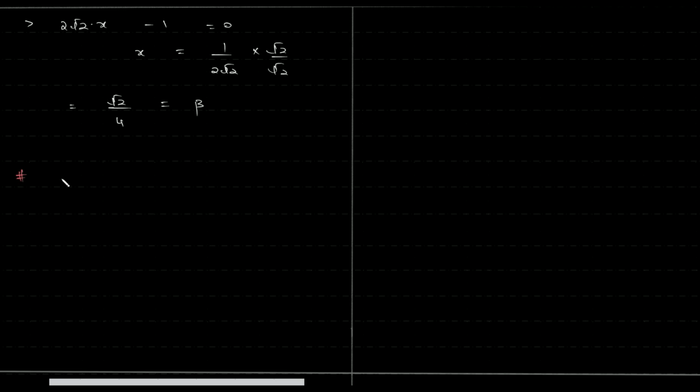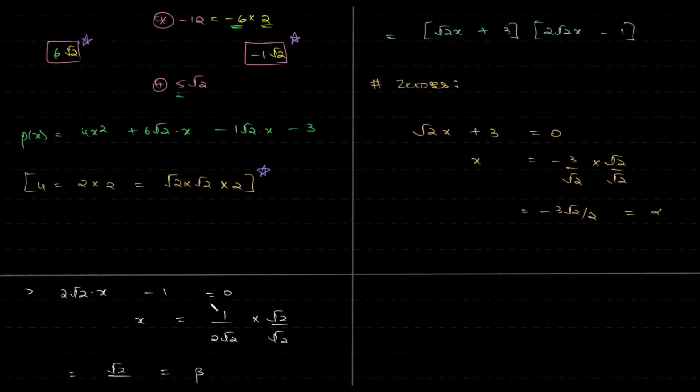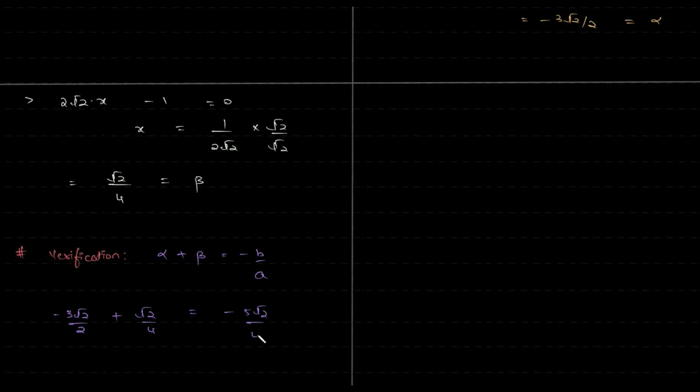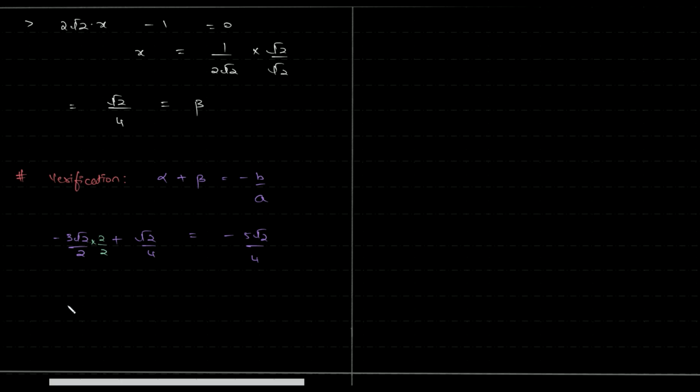That's the last part. So we have the verification. We have alpha plus beta, which is minus b by a. Alpha is minus 3 root 2 by 2 and beta is plus root 2 by 4. And minus b by a is minus 5 root 2 by 4. We can't divide anything. Let's see. Yeah, we need 4 as the LCM. So I'll multiply and divide with 2. And we have minus 6 root 2 by 4 plus 1 root 2. So clearly we have this to be minus 5 root 2, which is equal to our RHS. Minus 6 root 2 plus 1 root 2 is minus 5 root 2.